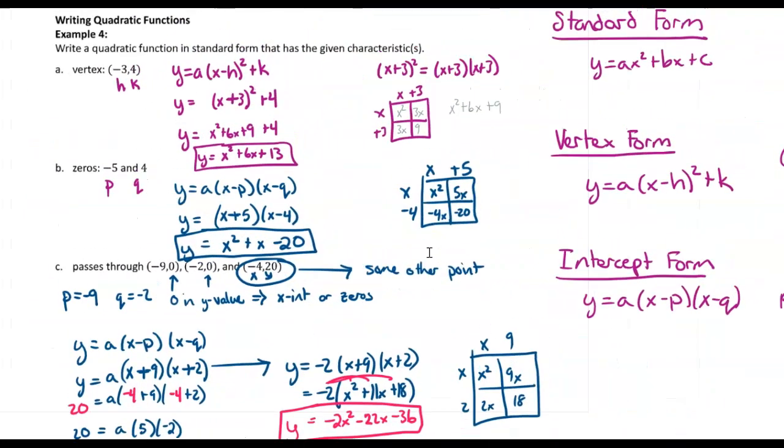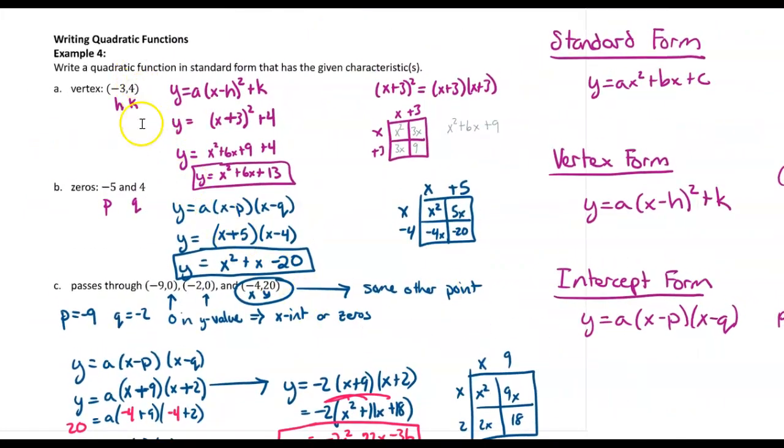So when you're doing these, to me, the key is looking at what they give you, and that's how you decide which form to start with. So if they give me my vertex, I'm starting with vertex form. If they give me x-intercepts or zeros, I'm starting with intercept form. And so you plug in what you know, and then based on that, you simplify. So you've got to multiply it all out into standard form. And the reason I do that is because it says write a quadratic function in standard form. And so pick one of these two to start with, and then when you're done, multiply it all out.